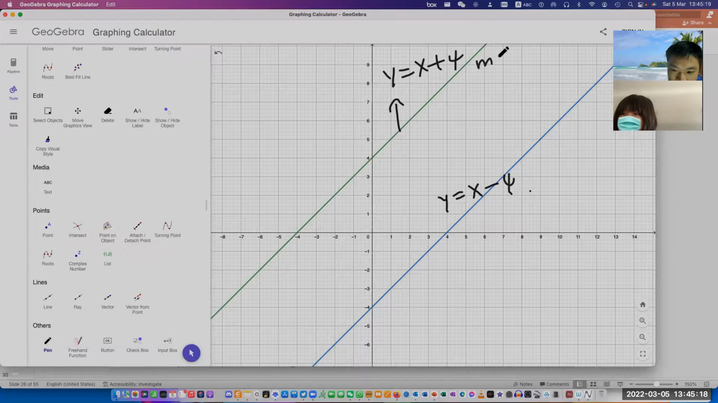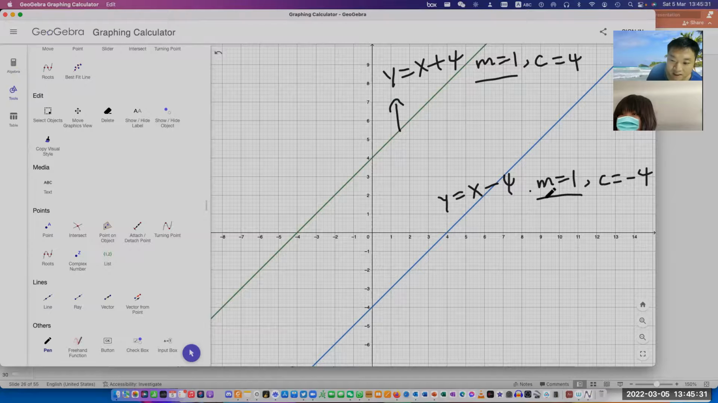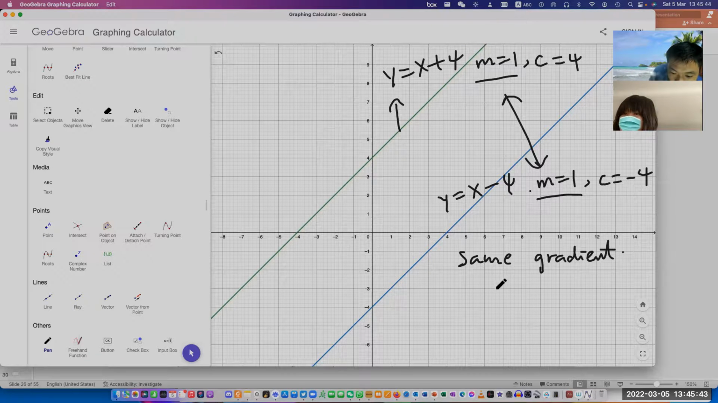This one, the m is equal to 1. The y-intercept, the c is equal to 4. This one, the m is equal to 1. The c is -4. So they both have the same m. They both have the same gradient. So when they have the same gradient, what does that mean? What is the impact of the gradient? It means they're both slanted the same way.